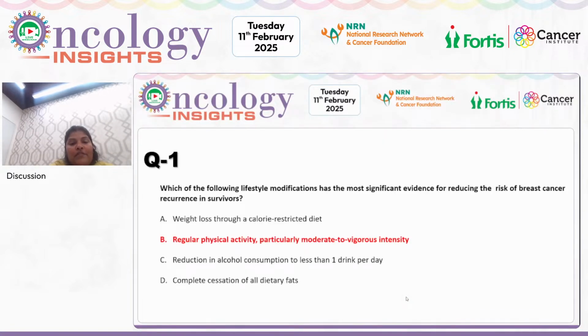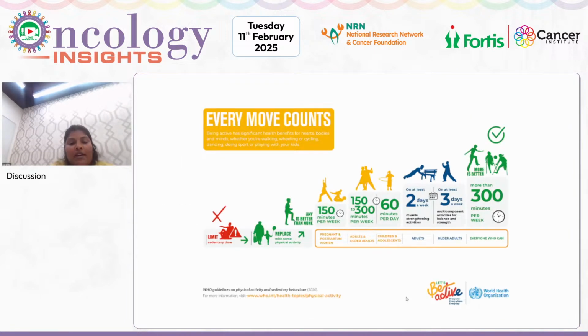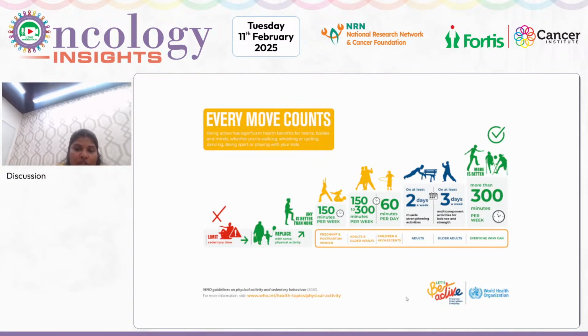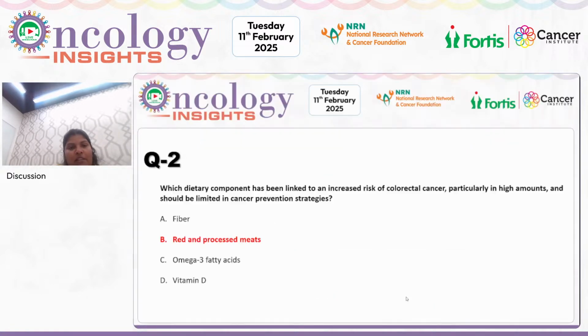Which of the following lifestyle modifications has the most significant evidence for reducing recurrence in cancer survivors? Physical activity, according to the guidelines, is 150 to 300 minutes per week in normal adults and 60 minutes per day in children, which is a cumulative of more than 300 minutes per week. It is a good physical activity.